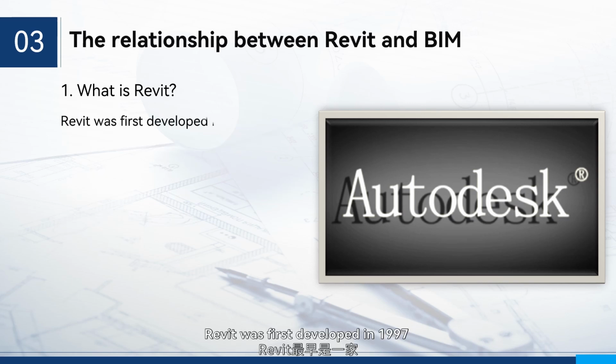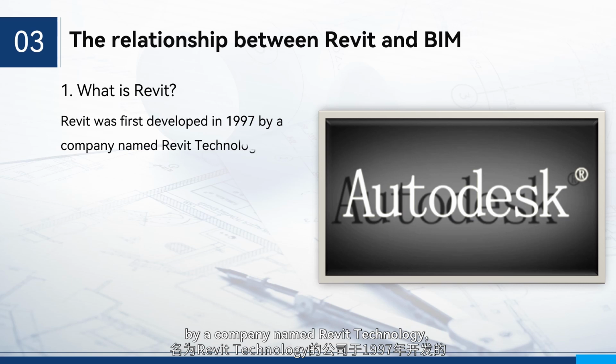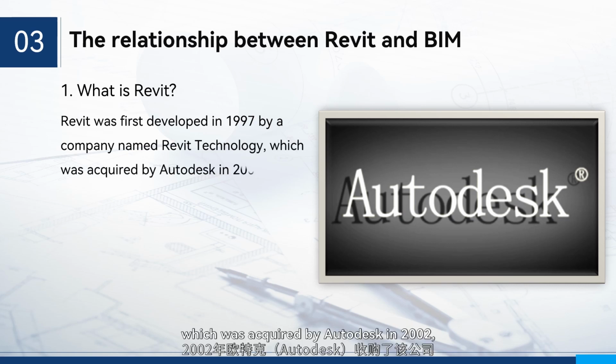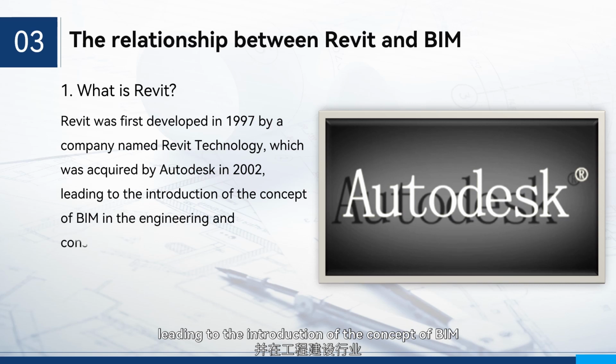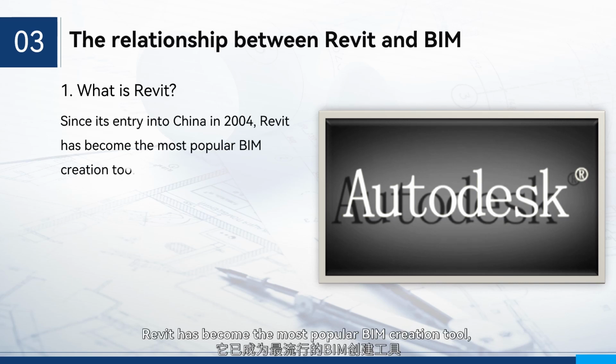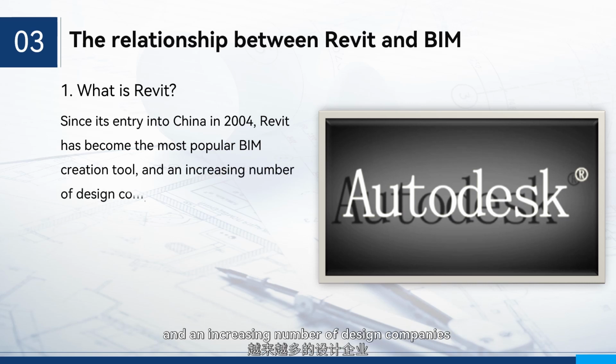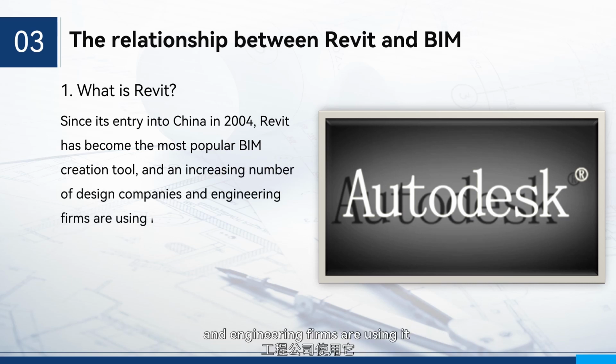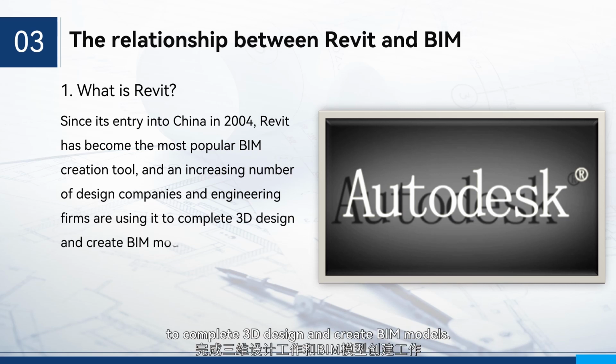Revit was first developed in 1997 by a company named Revit Technology, which was acquired by Autodesk in 2002, leading to the introduction of the concept of BIM in the engineering and construction industry. Since its entry into China in 2004, Revit has become the most popular BIM creation tool, and an increasing number of design companies and engineering firms are using it to complete 3D design and create BIM models.